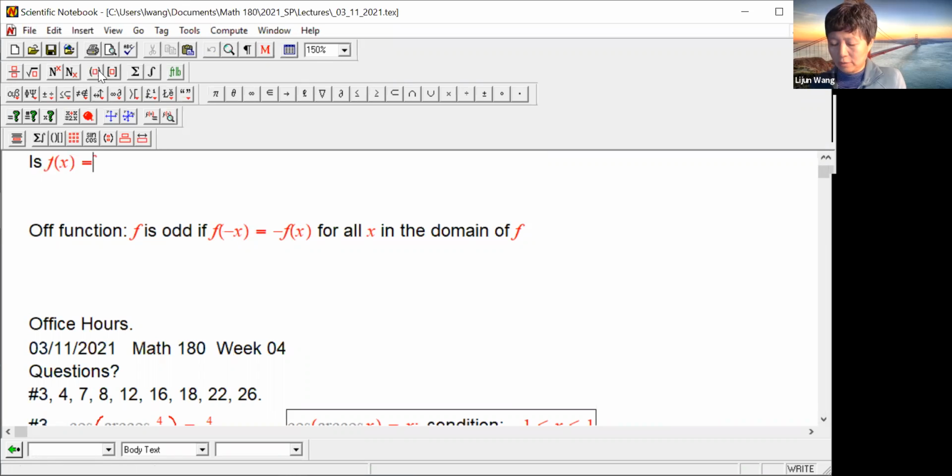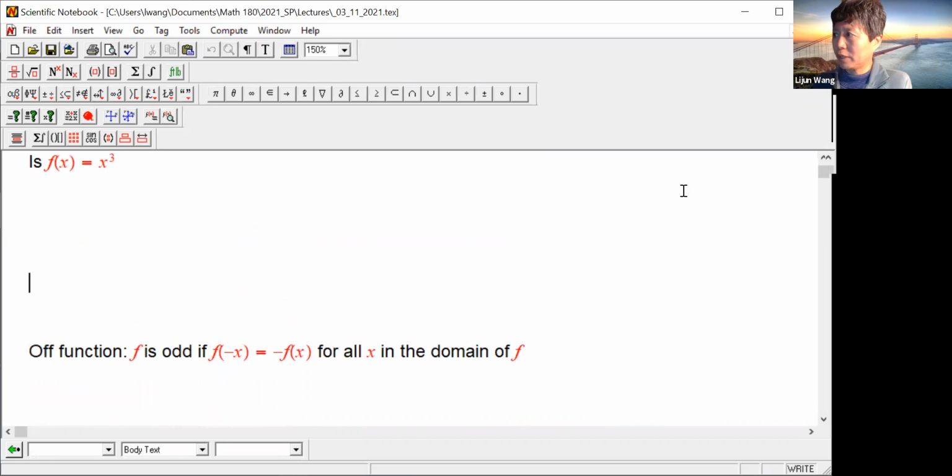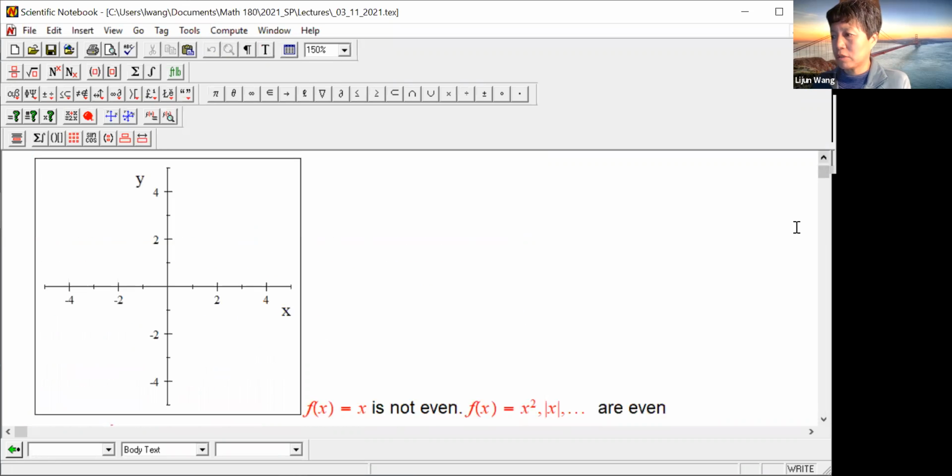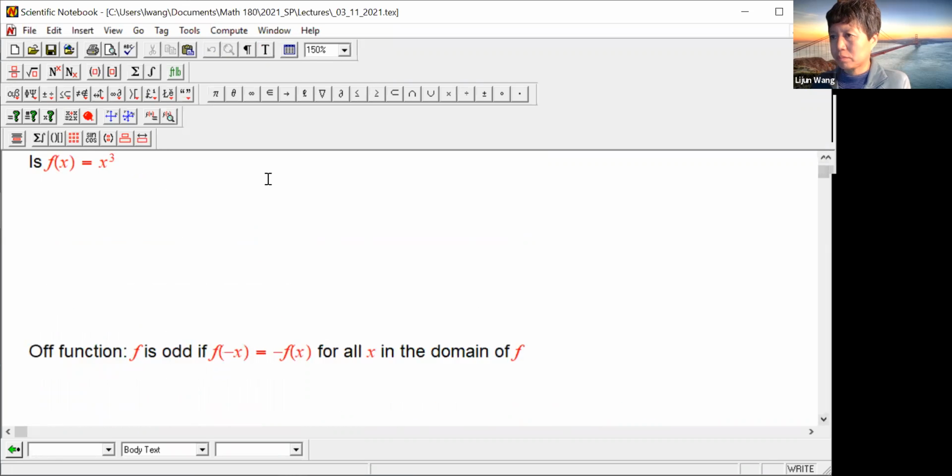This function actually is a very important function in calculus. You will get to see this function's importance in calculus 1. I think it's in chapter 4 or something. Is this function even?